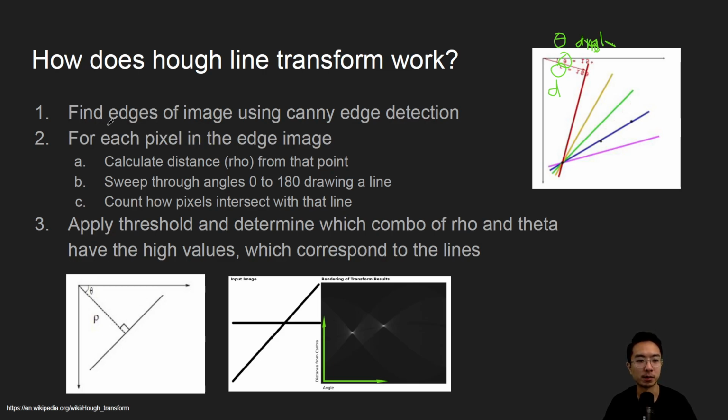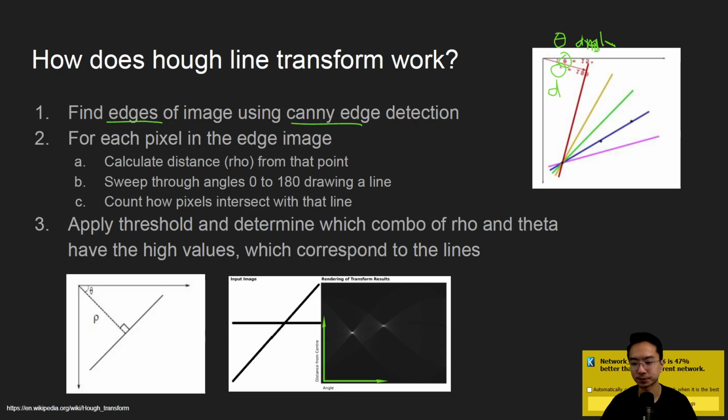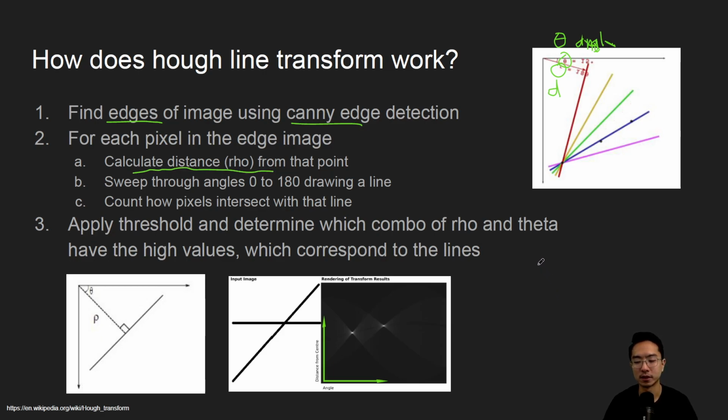The first step of the process is to find the edges of the image using Canny edge detection. Then for each pixel in the edge of the image, imagine you run Canny edge and have all the potential candidate points you're working with. For each of those edge pixels, you want to calculate the distance from that point. So let's say you have an image and you've calculated all your edges, a few points that represent your edge. You calculate this distance, which here I call d.